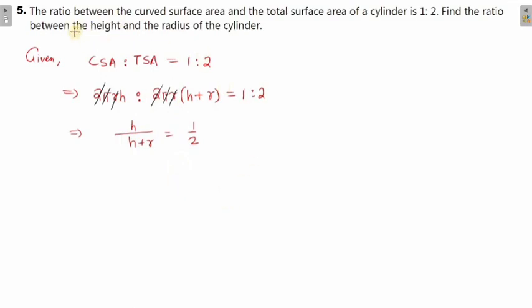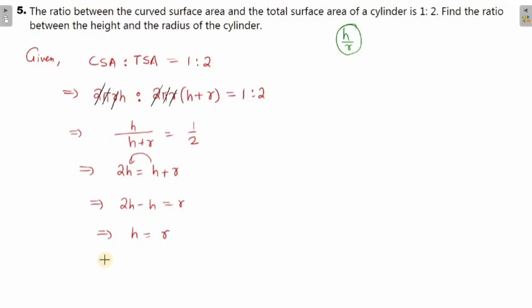Okay, now see here carefully, question is asking you to find ratio between height and radius. Basically question is asking you to find h by r, ratio between height and radius. Okay, let's find h by r from this. Now let's do the cross multiplication. So 2 into h is 2h. This is equals to h plus r into 1 is h plus r. So bring this out here. Okay, so you get 2h minus h equals to r. Okay, so you get 2h minus h is h. So this is equals to r.